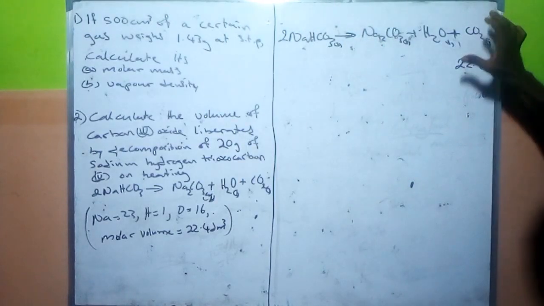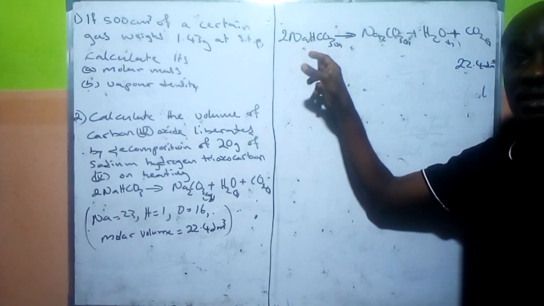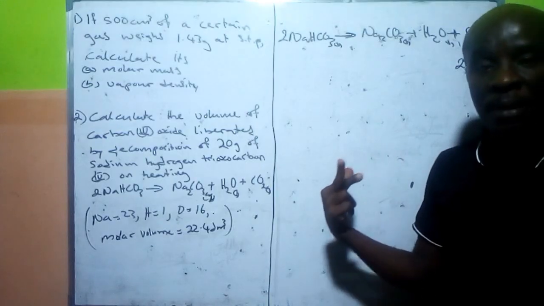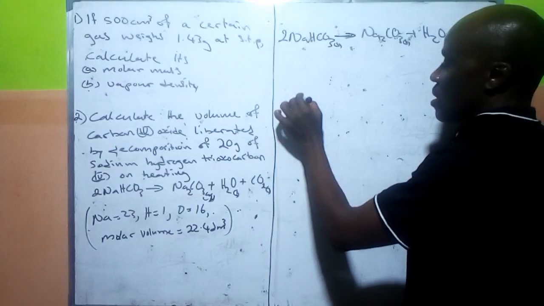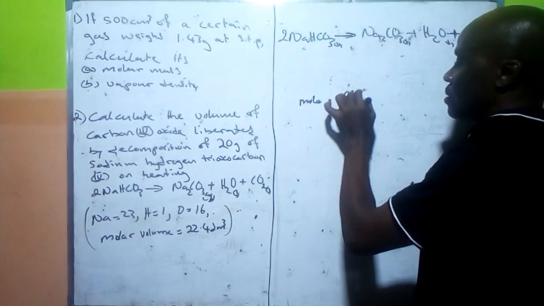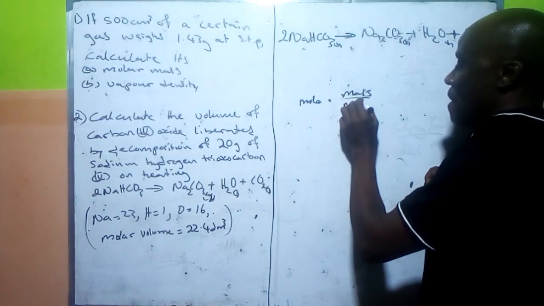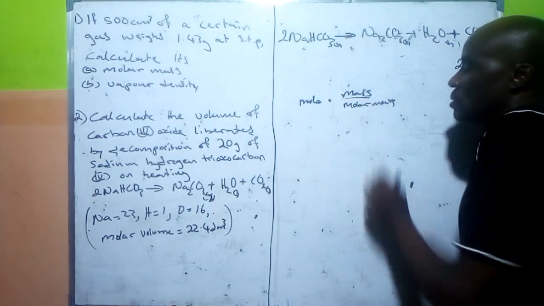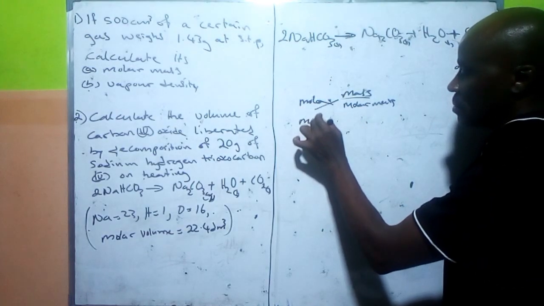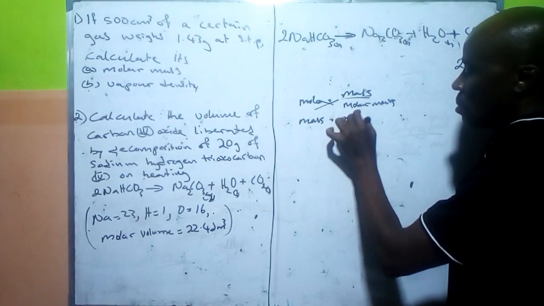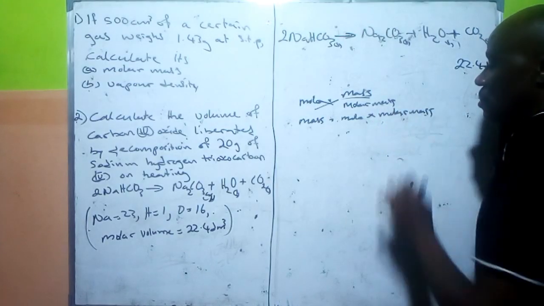Now from this balanced chemical equation, we have the mole of the sodium hydrogen trioxocarbonate that reacted. We know that mole equals mass over molar mass. So if we want to get the reacting mass, it will cross over, and we have mass equal to mole times molar mass. That's how we can get it.